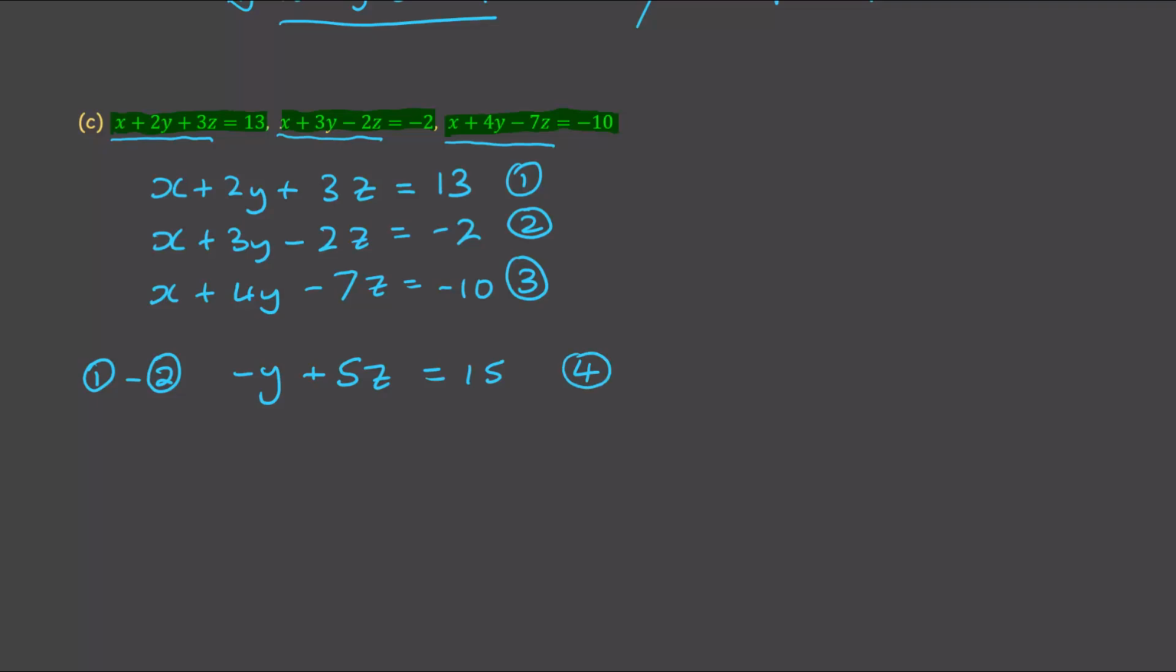And then if I do equation 2 take away equation 3, the x's again are going to disappear. 3y take away 4y is negative y. Negative 2z take away negative 7z, so that's going to be negative 2z plus 7z, so plus 5z. And then I'm going to have negative 2 take away negative 10, so negative 2 add 10, which is 8. And that's equation 5.